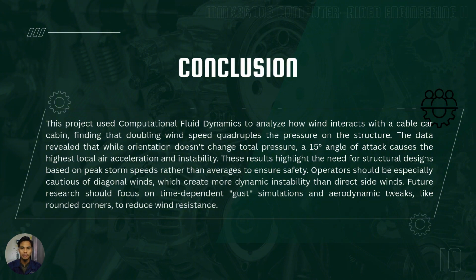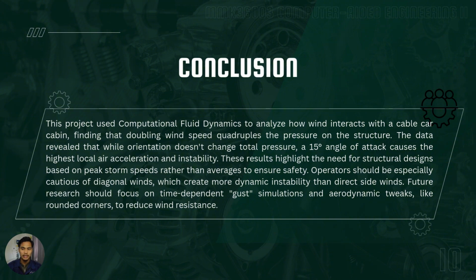To put this into simpler terms, we use computer simulations to see exactly what happens when a cable car gets hit by high winds. The most important takeaway is that the wind force doesn't just grow steadily. If the wind speed doubles, the pressure hitting the cabin actually becomes 4 times stronger. This means we can't just build for windy days. We have to build for the worst case storm scenarios.